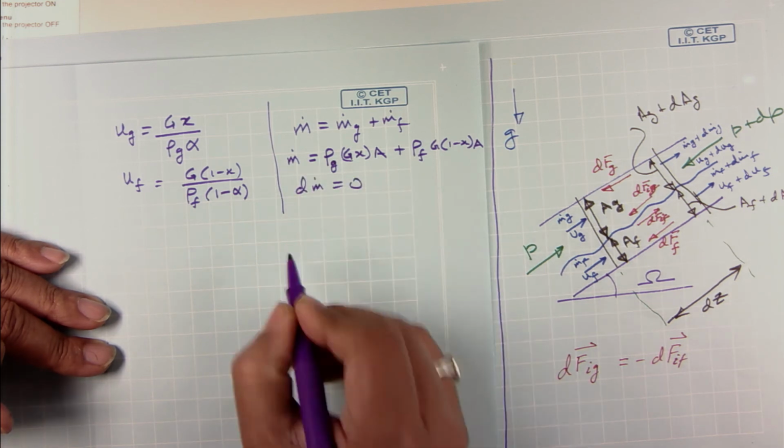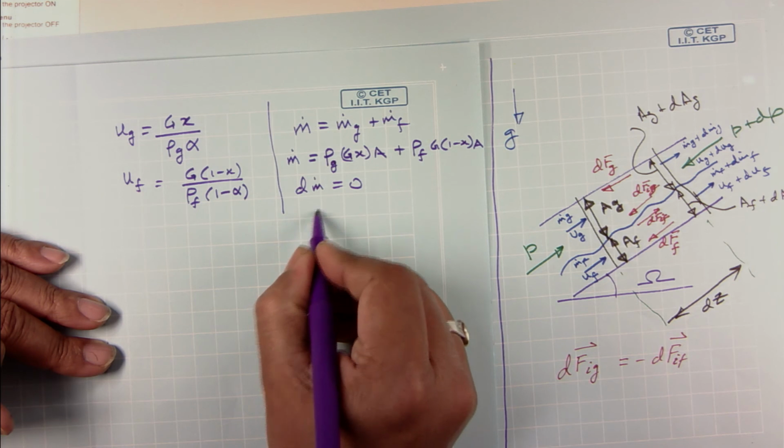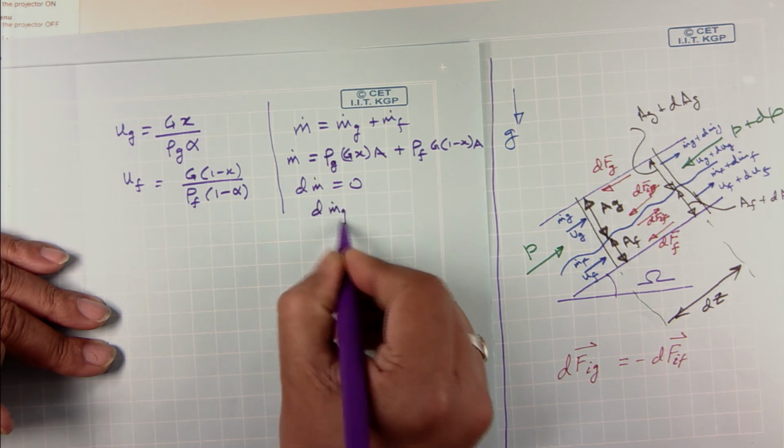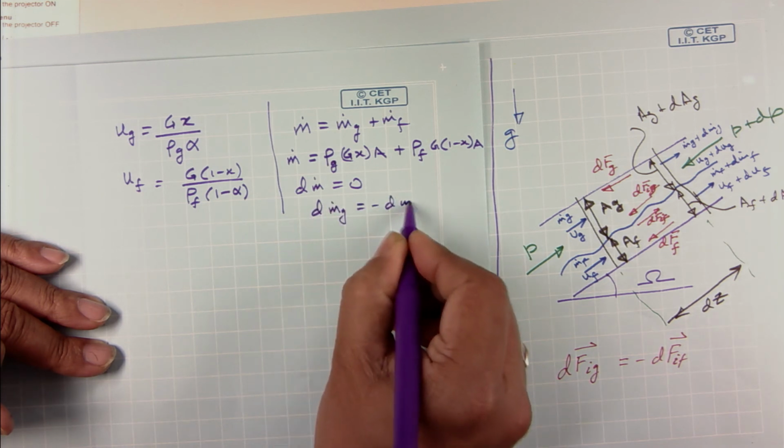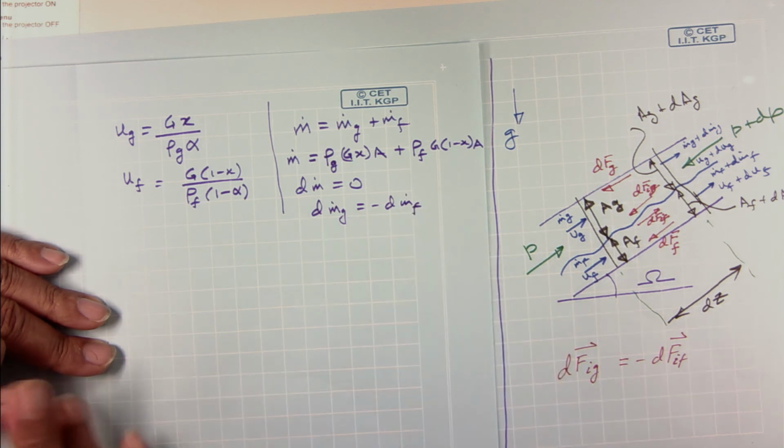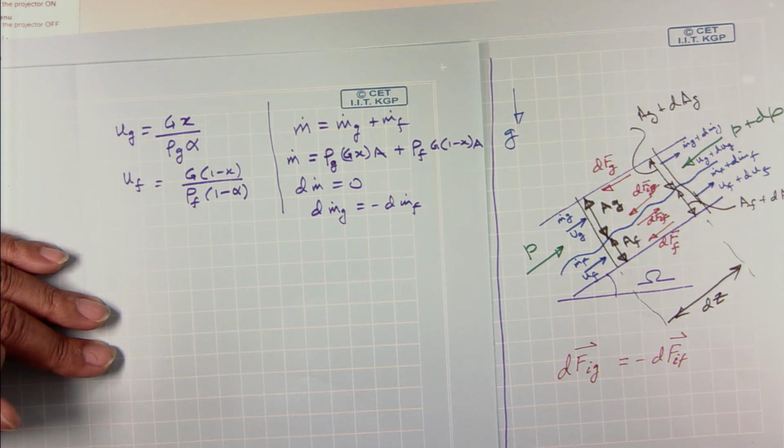So, dm dot is equal to 0, which means that dm dot_g should be equal to minus dm dot_f, which means if I have 1 gram of liquid becoming vapor, okay, so that means my liquid mass flow rate will go down by 1 gram and my vapor mass flow rate will go up by 1 gram, okay, per second, let us say.